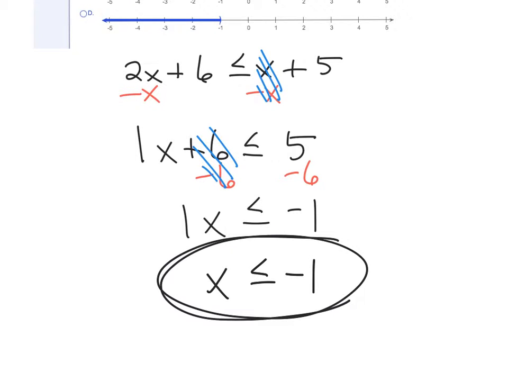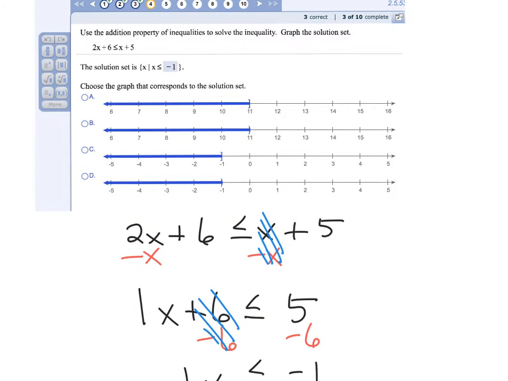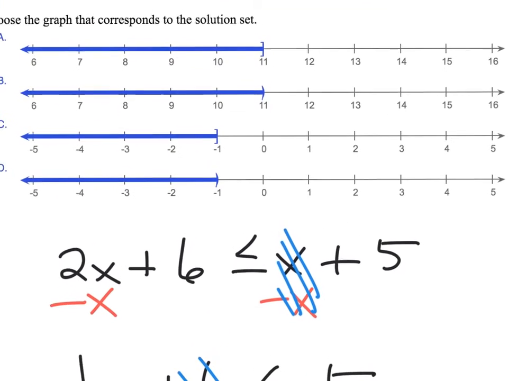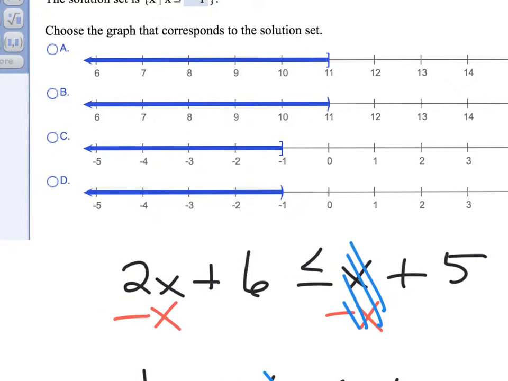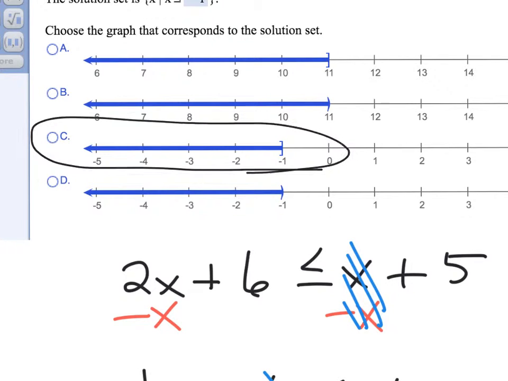So we know it's going to be a hard stop because it says less than or equal. And we know x has to be less than negative 1. So when we look at that, hard stop and less than negative 1, that's this one right here. Hard stop, less than negative 1.